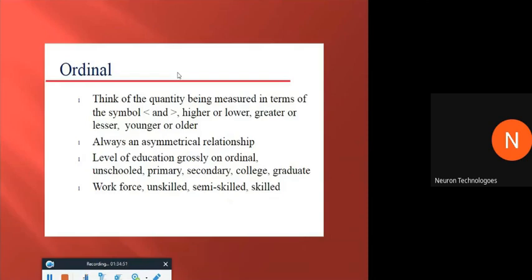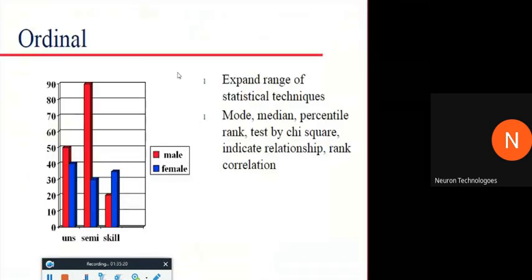Ordinal: think of quantity being measured in terms of symbols like higher or lower, greater or lesser, younger or older. It is always an asymmetrical relationship. Level of education grows beyond ordinal: unschooled, primary, secondary, college graduate. Workforce: unskilled, semi-skilled, skilled. In this way, you can find out the level of the person, the level of the skill, the level of the quality of something, what it has.